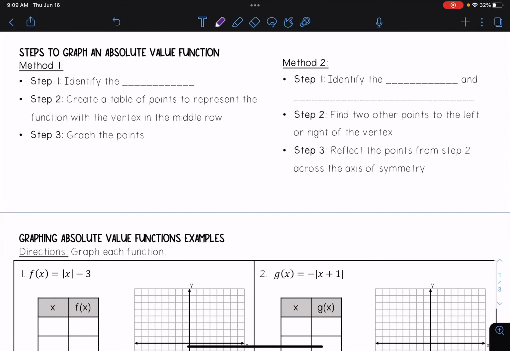In this video, we're going to be looking at graphing these absolute value functions. So I'm going to show you two different methods that you can use to graph. Doesn't matter which one you use, just use whichever clicks better in your head.